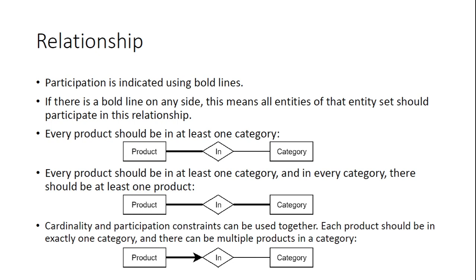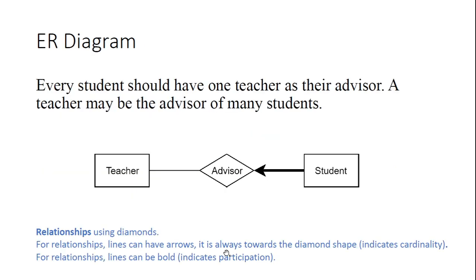We can also combine these with the cardinality constraints. For example, in here, if I have a bold line on the product side, and if I have the arrow as well, so in here category is like the owner and products are like the dogs, right? Every product should be in a category, but it is going to be in exactly one category. But for a category there could be multiple products, and maybe in some categories there is no product at all, because category does not have to participate in this relationship "in".